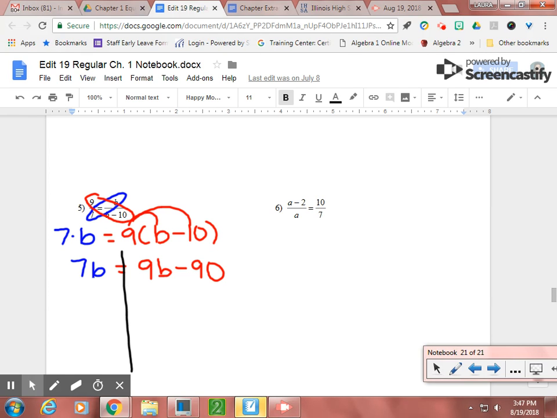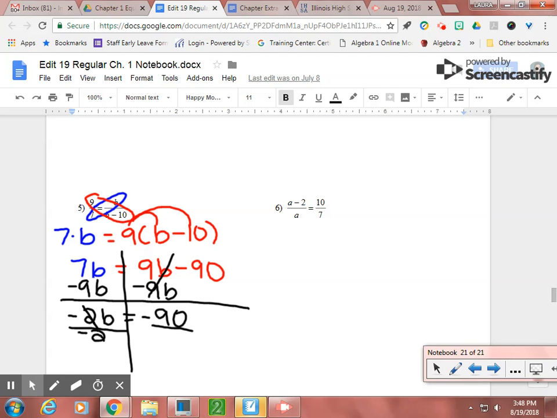Okay, so now, multi-step equation, we want all our variables to one side. So let's go ahead and take all of our variables to the left. So we're going to subtract this 9b. So then what that leaves us with on the left-hand side is negative 2b equals negative 90. So we're still trying to isolate the variable, so it's negative 2 times b. So we want to divide by negative 2. And we get that b equals a positive 45.